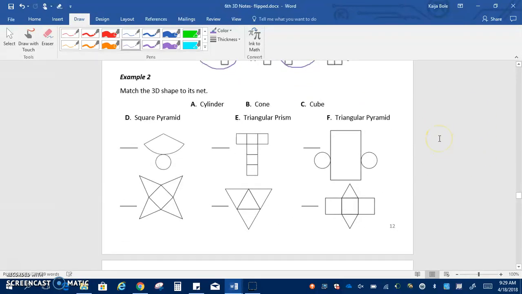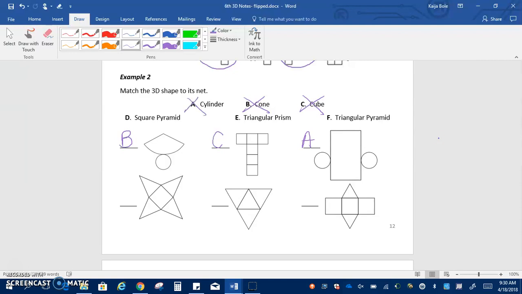And then look down at example 2. It says match the 3D shape to its net. So here we've got this triangle, but then we have a circle. So this is a cone. Okay, if you think about how you folded that up. This next one here, C, this is a cube. So go ahead and put C on the line. Here we've got a rectangle with 2 circles. So think about kind of like rolling it up. This would be a cylinder.